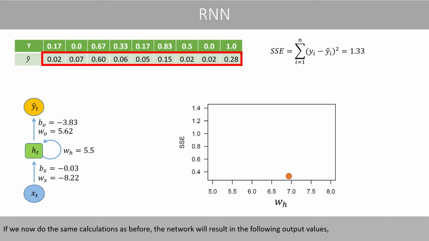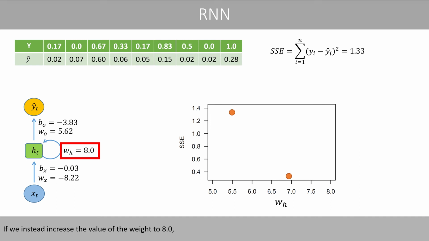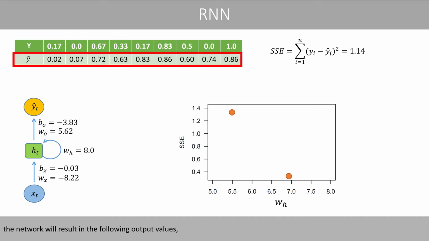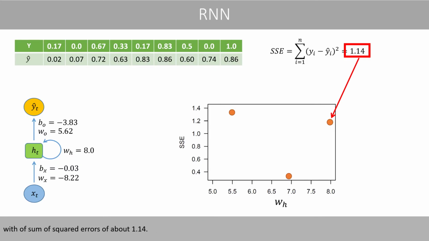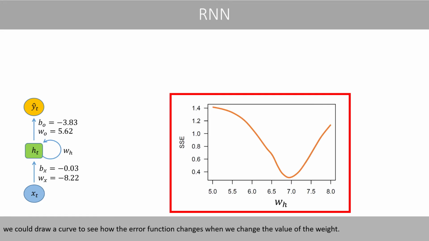If we now do the same calculations as before, the network will result in the following output values, which will result in a sum of squared errors of about 1.33. If we instead increase the value of the weight to 8.0, the network will result in the following output values, with a sum of squared errors of about 1.14. If we would repeat these calculations for many different values of the weight, we could draw a curve like this to see how the error function changes when you change the value of the weight.